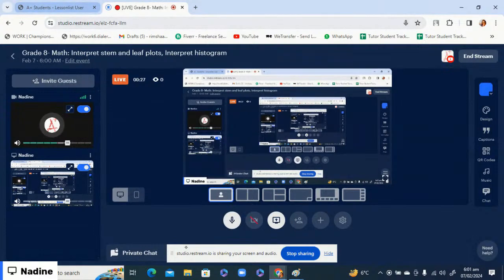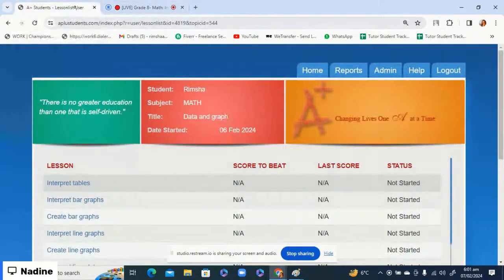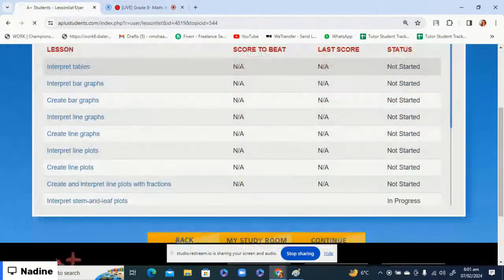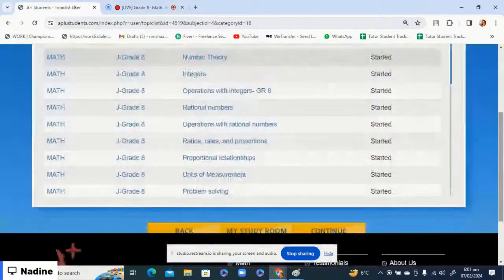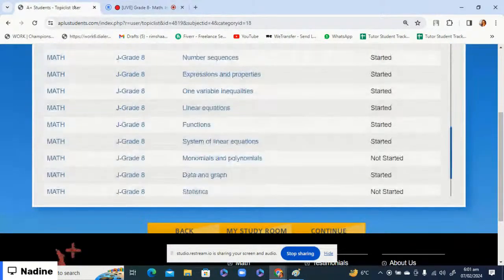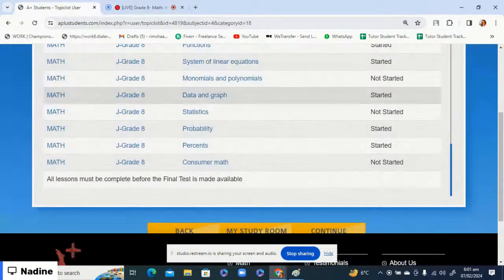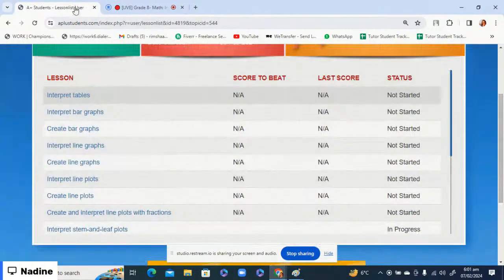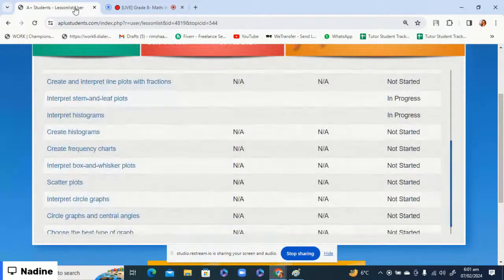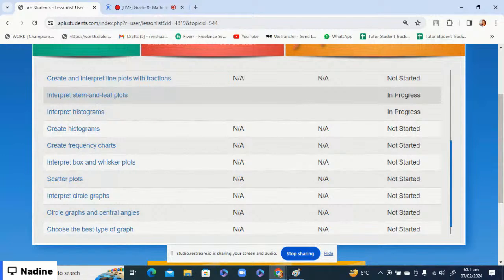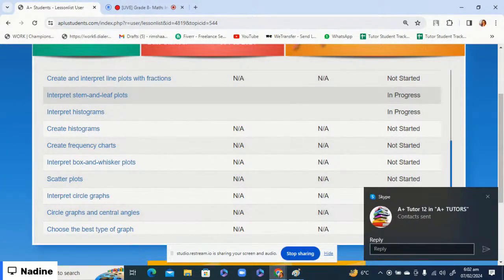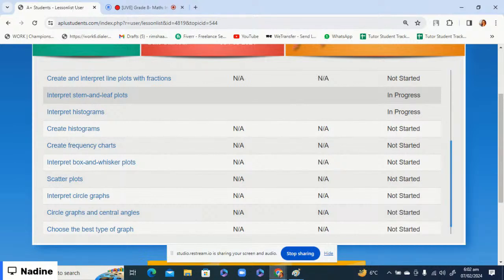Today we discuss grade 8 maths. Your chapter is data and graphs. Today we cover the lessons: interpret stem and leaf plots, interpret histograms, create histograms, and create frequency charts. These are all the names of the lessons. Today we cover all of it.